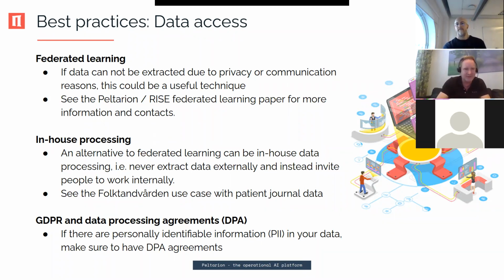We have done it in a number of use cases. You can see a number of examples in this presentation with links. So if you simply know what to do and can learn from some of the other work here, it's still very much possible to make use of AI and data, even if it contains PII.